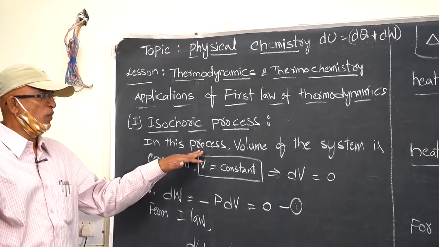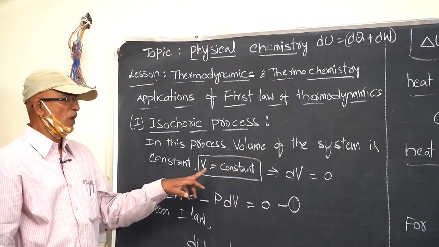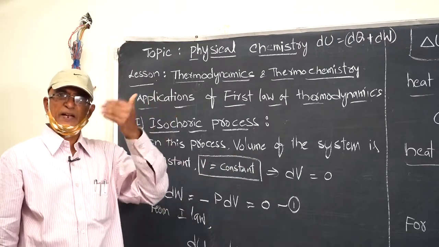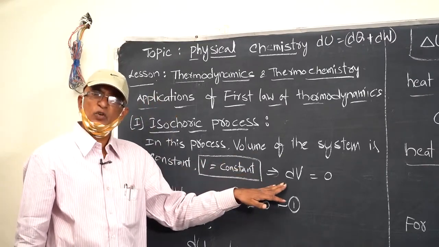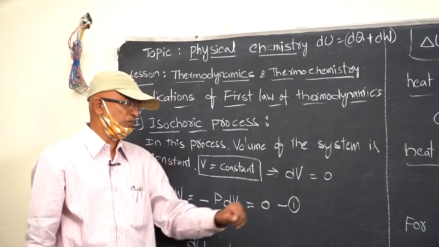In this, the volume of the system is constant. Therefore, no increase in the volume, no expansion, no decrease in the volume, no compression. So, the change in volume dV is equal to 0.